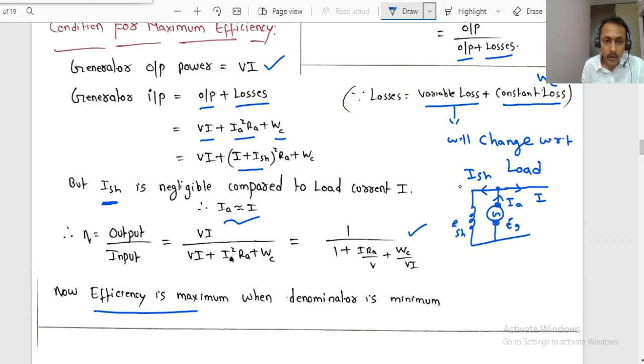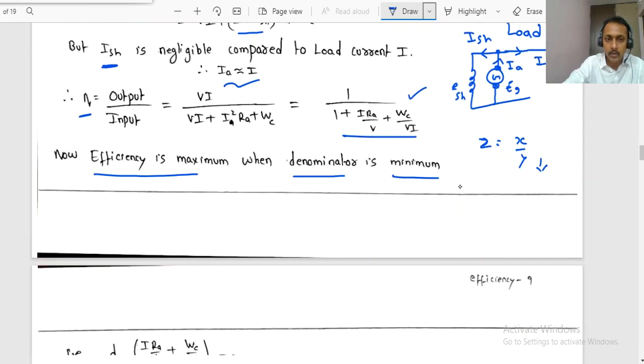Now for the efficiency to be maximum. For example, somewhere you have seen Z equals X by Y. If Y is minimum, Y is less, Z value will be very high. So if efficiency is to be maximum, this denominator is to be minimum. The denominator value is to be minimum.